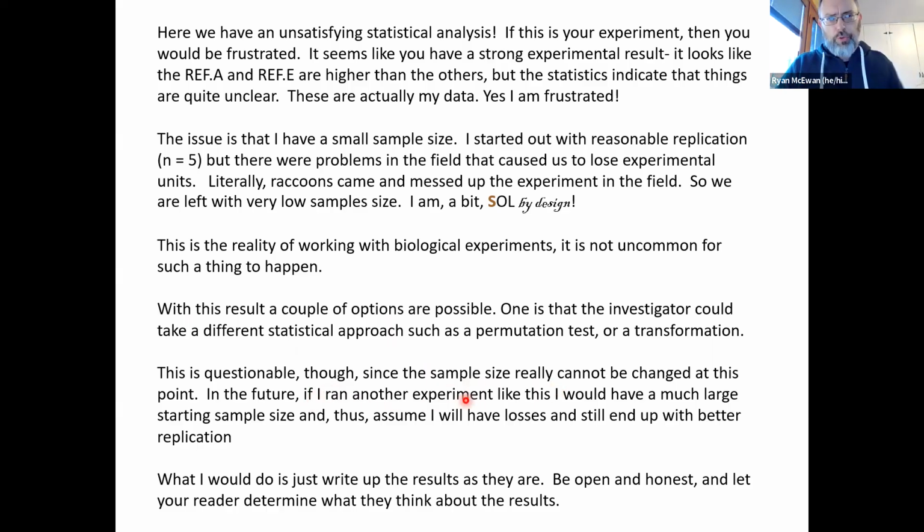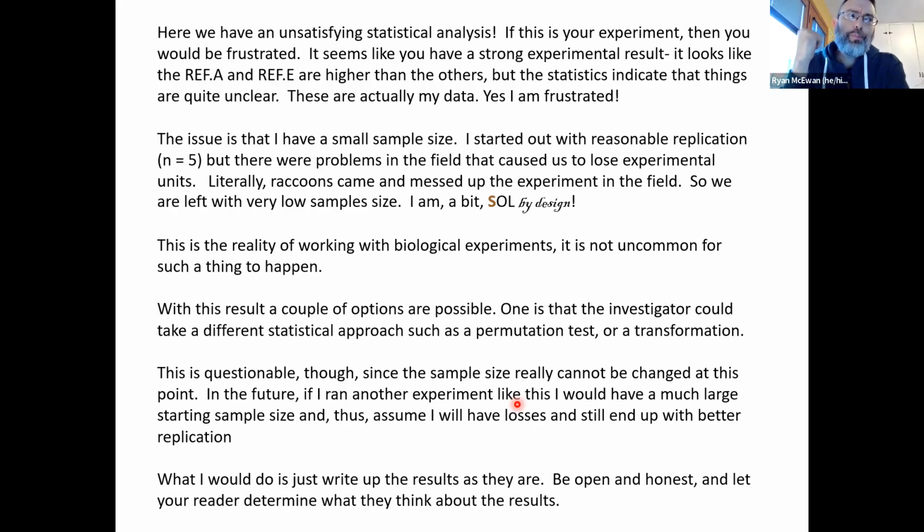If I wanted to pursue this scientific idea more, I need n equals 10 probably in the streams, and I might need to think about is there some other way to protect the experimental units? Do I need to put a little fence or something up, or what's the way I can protect these?